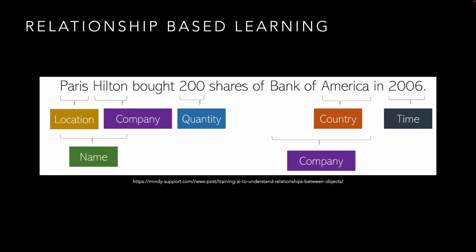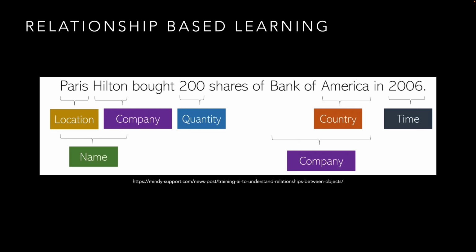2006. So just in that sentence, we have the location, company, or it could be a name, since Paris Hilton is a name, which makes more sense in the subject of the whole sentence. Then 200, a quantity. Bank of America is a company, but America is also a country, and 2006 is the time. So it's just a way of simplifying this and making the program understand or creating a relationship between this sentence.